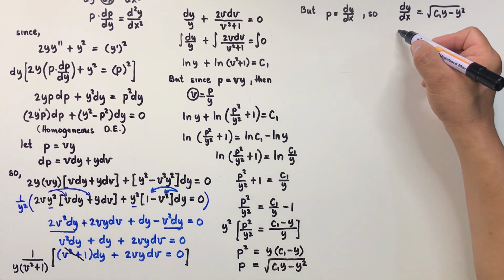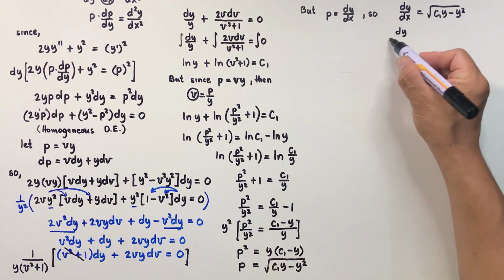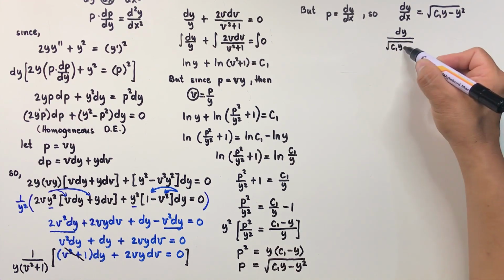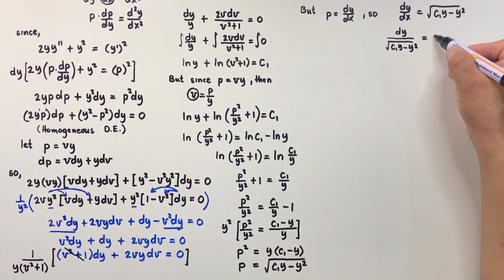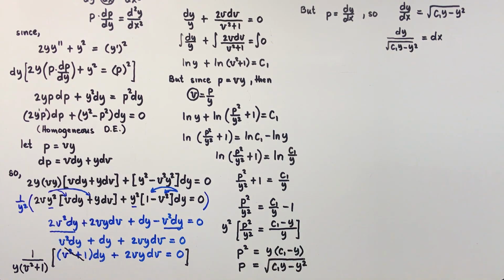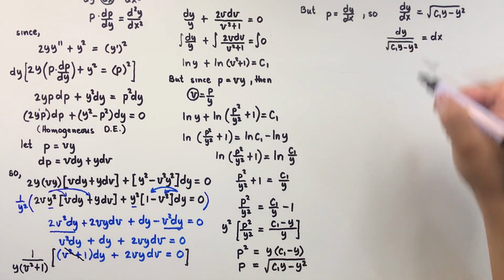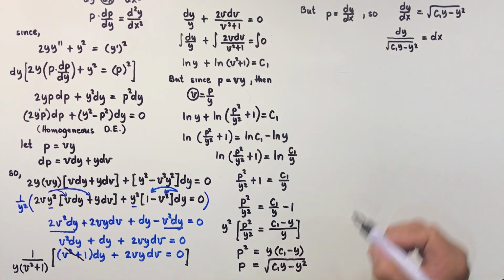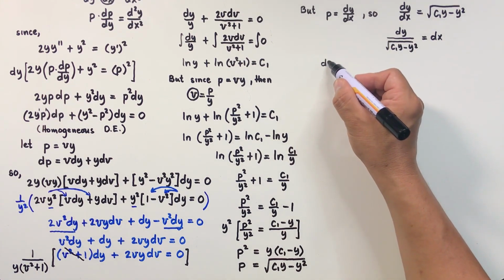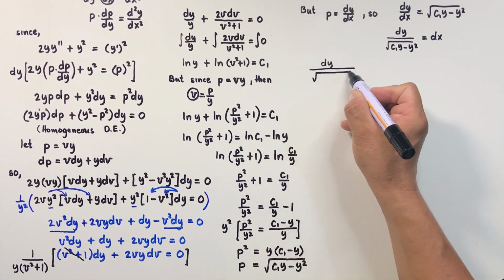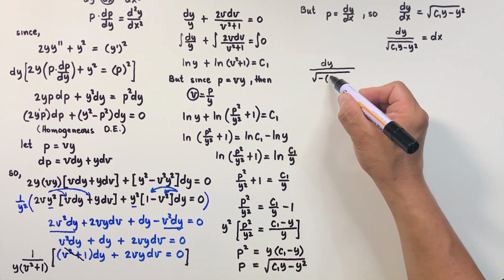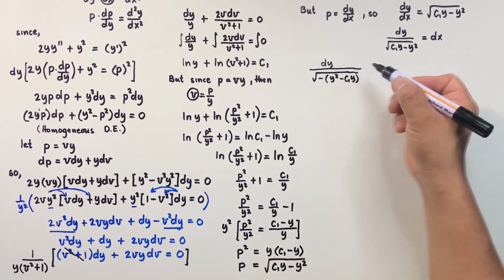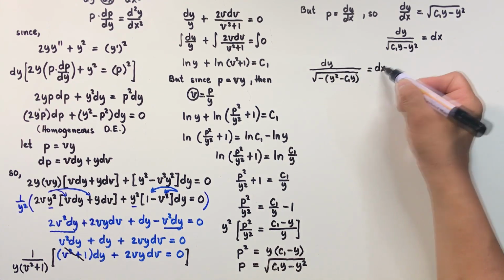And rewriting this equation, we have dy over the square root of c sub 1y minus y squared, which is equal to dx. Now, to integrate this fraction here, we need to complete the square inside the radical symbol. And to do that, we have to factor first the negative here. So this is negative y squared minus c sub 1y. And this is equal to dx.